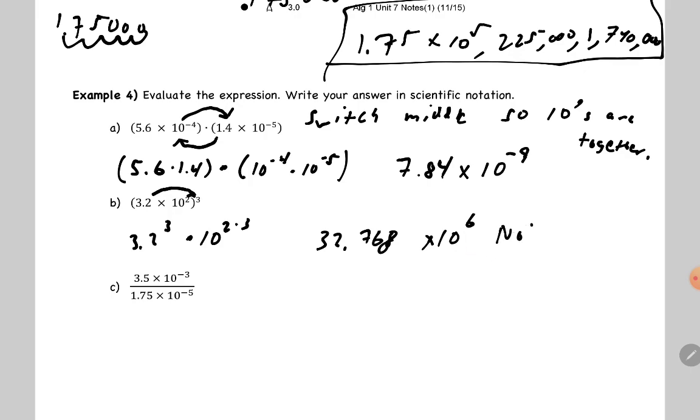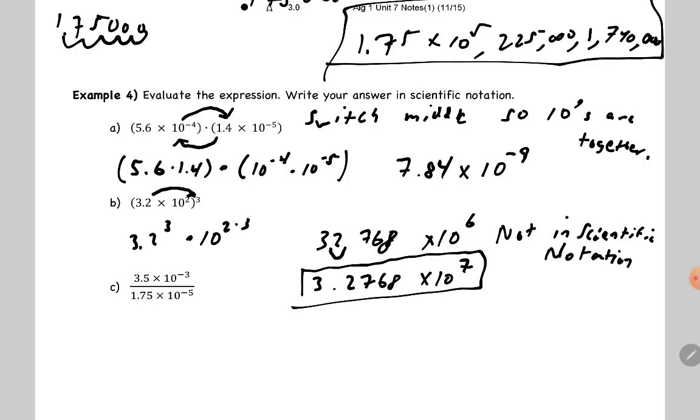But this is not in scientific notation. So we need to change it into scientific notation. And all I have to do is move the decimal place 1 to the left because we only want one digit. So my answer is 3.2768 times 10 to the, since I only moved it once, I'm just going to add 1, so to the 7th. All right.